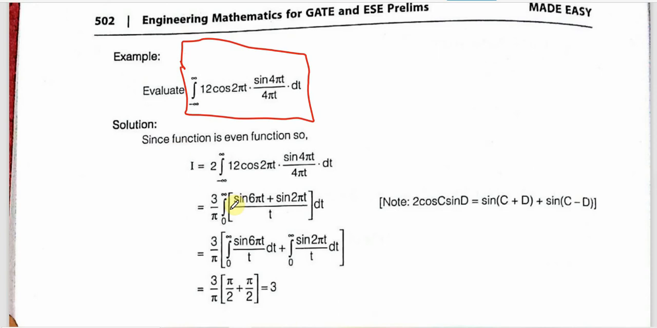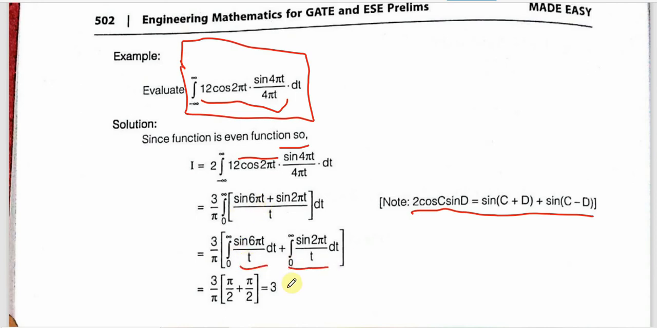So I will be twice of 0 to infinity of this one. Again, one more theorem we know: 2 cos a sin b. Here cos a, this is the sin b. So 2 cos a sin b is this formula. After separating it, we can find its integration. So this is the method of finding the integration.